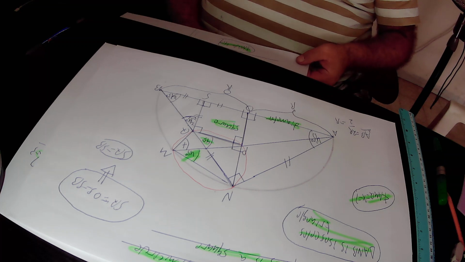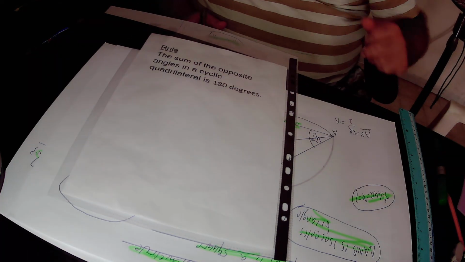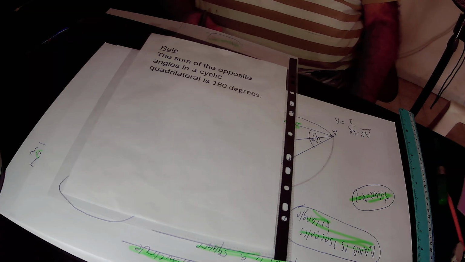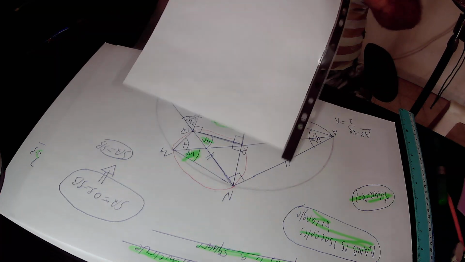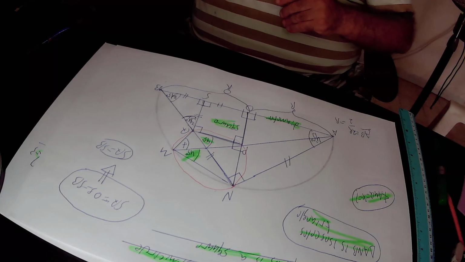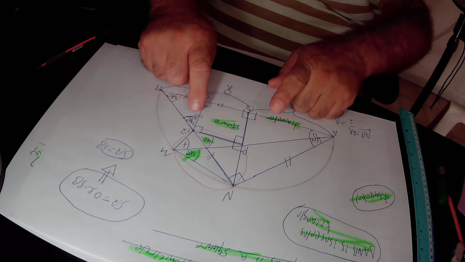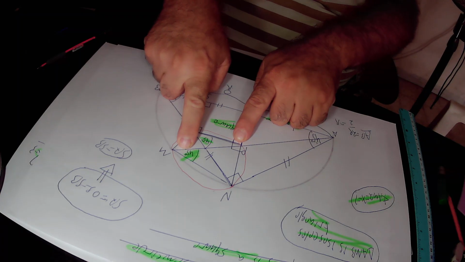So here we can implement the rule that says that the sum of the two opposite angles in a cyclic quadrilateral is equal to 180 degrees. Repeat again. According to the rule, the sum of the two opposite angles in a cyclic quadrilateral is equal to 180 degrees. So, in quadrilateral NMQP, those are the two opposite angles, and the sum of those two opposite angles must be equal to 180 degrees according to the rule that I read to you.